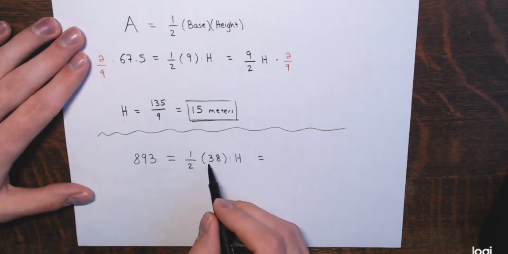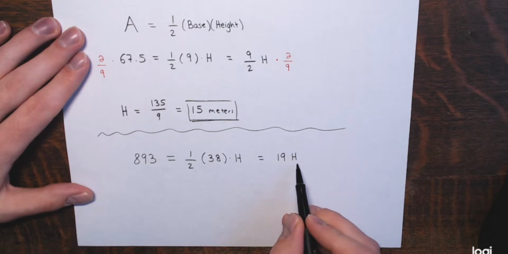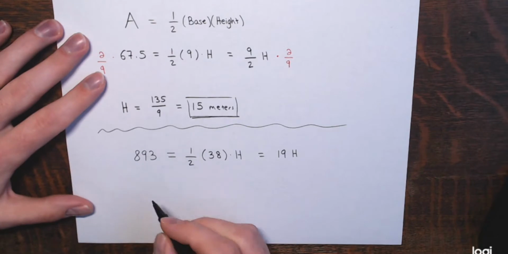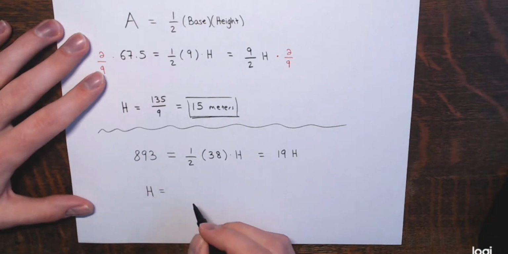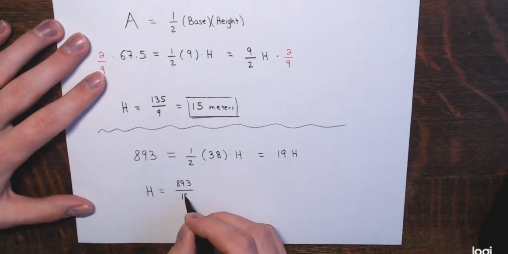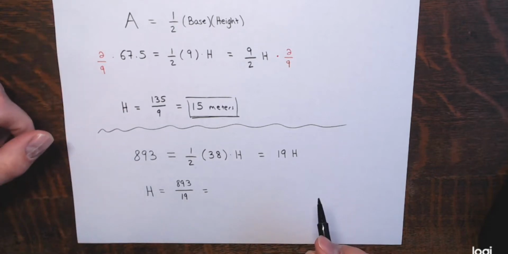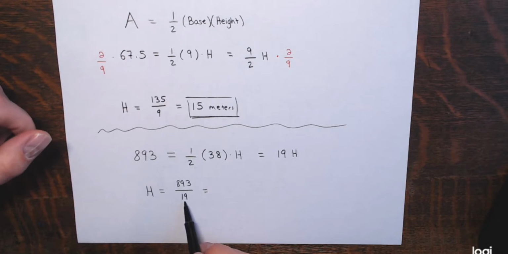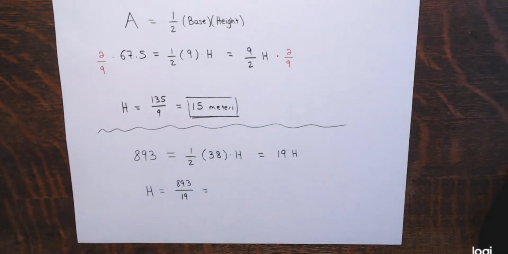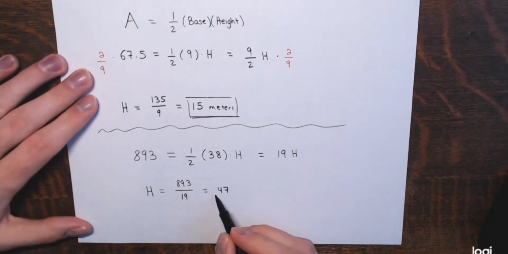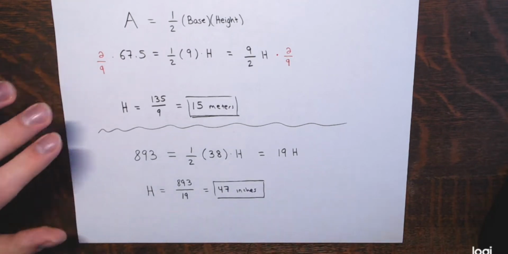Now, half of 38 is 19. Right, so this is just 19h, and to get h alone, I would just have to divide by 19. Right, so h equals 893 divided by 19. Let's see. Now 4 times 19 is 76. Just gotta do a calculator here. I'm probably making this more difficult than it needs to be, but 893 divided by 19 is a nice even 47. And there we go. And this should be in inches, right? They said the area was in square inches, the base was in inches, so the height should also be in inches. Alright.